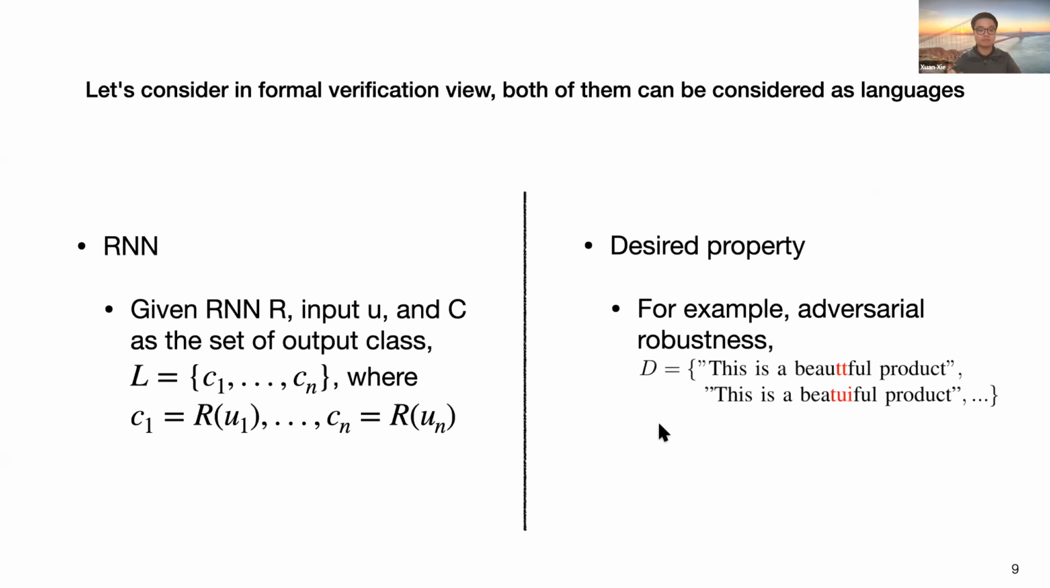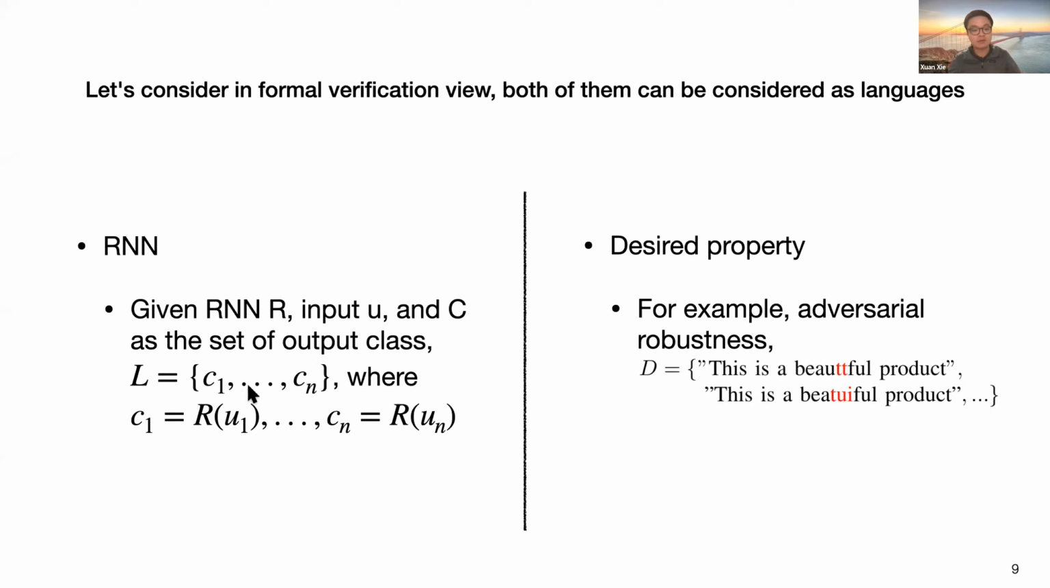So how do we do this? Let's change our machine learning view to formal verification view and record some knowledge about automata theory. In this verification problem, we are given an RNN and the desired property. For the RNN, assume it is for classification work. It can be considered as a function that maps any input to a fixed set of classes.